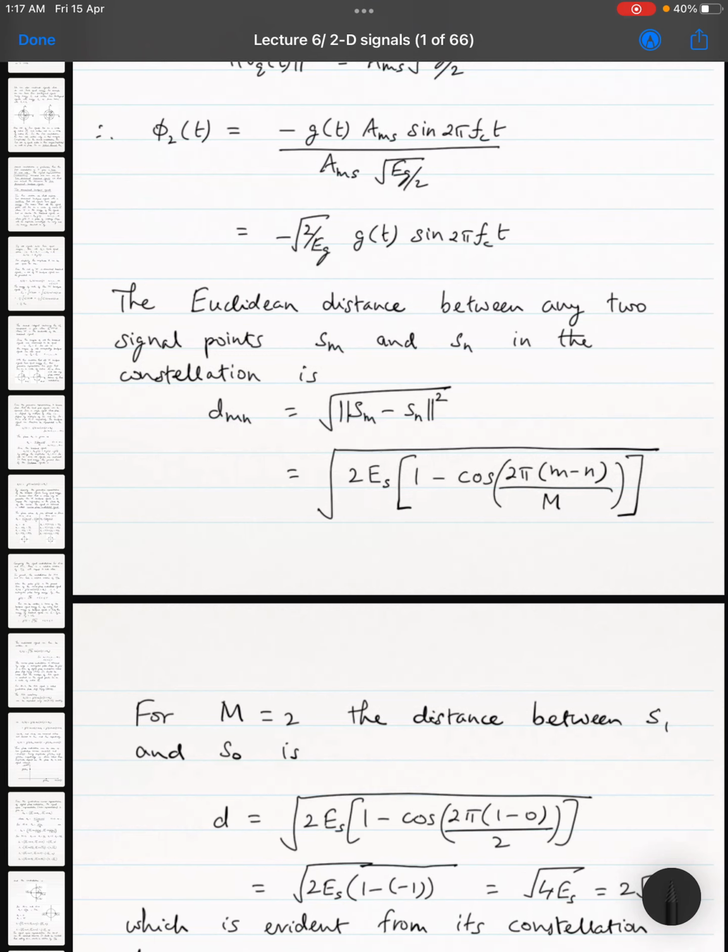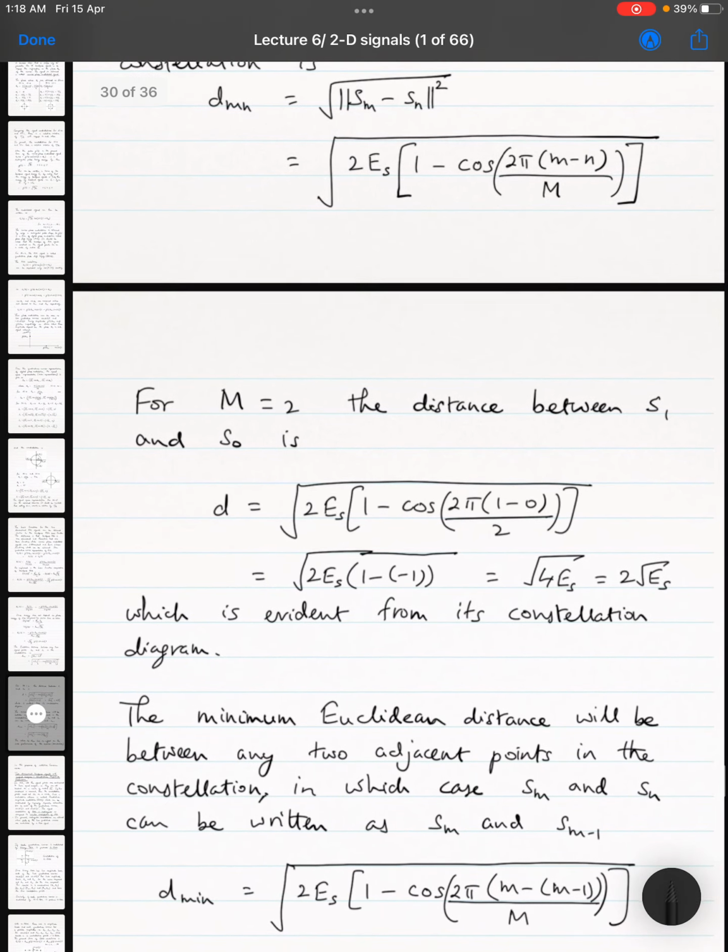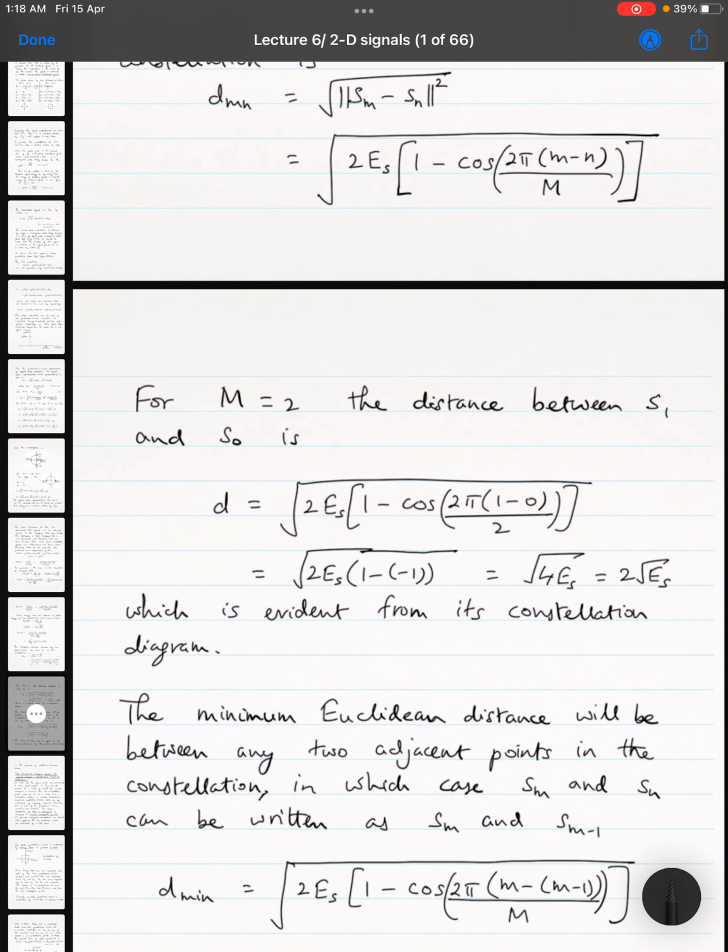The general expression for the distance between any 2 points in the signal space constellation is given by this expression in terms of the bandpass energy Es. So if I want to compute the distance between S1 and S2, just put the values of m and n as 1 and 2, and we will get the distance between signal numbers 1 and 2 and so on. Okay, so if you want to calculate the distance between S1 and S0, you put m and n equal to 1 and 0. So we get the distance as 2 root Es in this particular case.